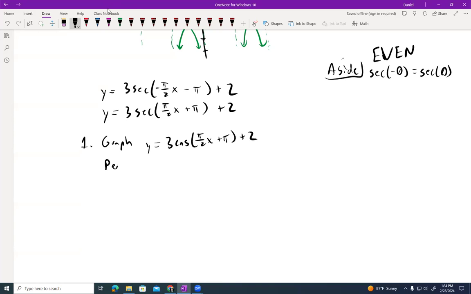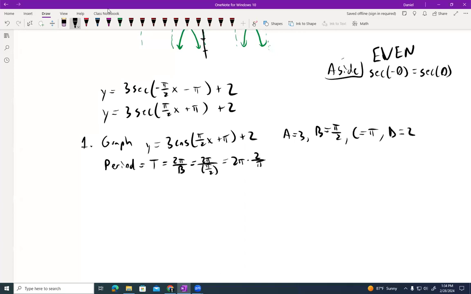Let's talk about the period, which is equal to T, which is always equal to 2 pi divided by b when we're talking about sine or cosine. So let's go ahead and say that a is 3, b is pi over 2, c is equal to pi, and d is equal to 2. So we do 2 pi over b, so that's 2 pi divided by pi over 2. That's the same thing as 2 pi times 2 over pi. Pi's cancel off, and we're just left with 4.